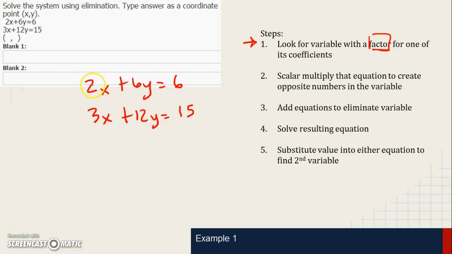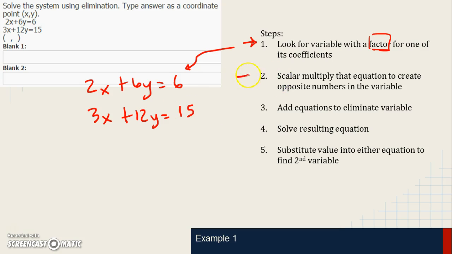Does 3 divide into 2 evenly? No, it does not. 3 is not a factor of 2. Okay. Does 12 divide into 6 evenly? No, it doesn't go into 6 at all. Does 6 go into 12 evenly? It does. It goes into 12 2 times. So 6 is a factor of 12. So we've identified that this equation has a coefficient that is a factor.